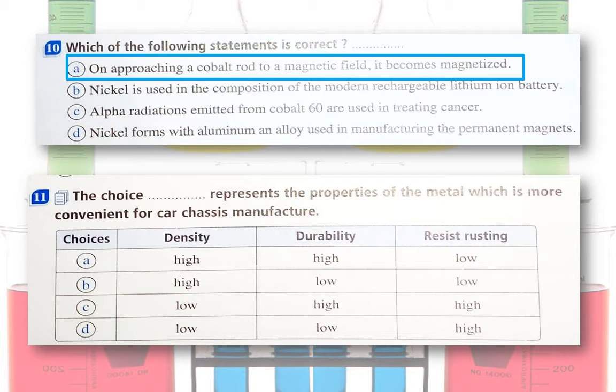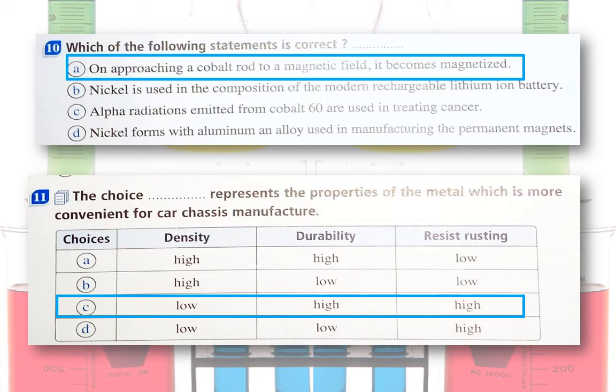Another question: the choice that represents the properties of a metal which is more convenient for chassis manufacture. Okay, here we have it must be low in density, ductility, and resist rusting. It means that a property of car chassis must be to resist rusting. So one of them is the right one here. We have resist rusting and ductility as the right answer, and density will be low.